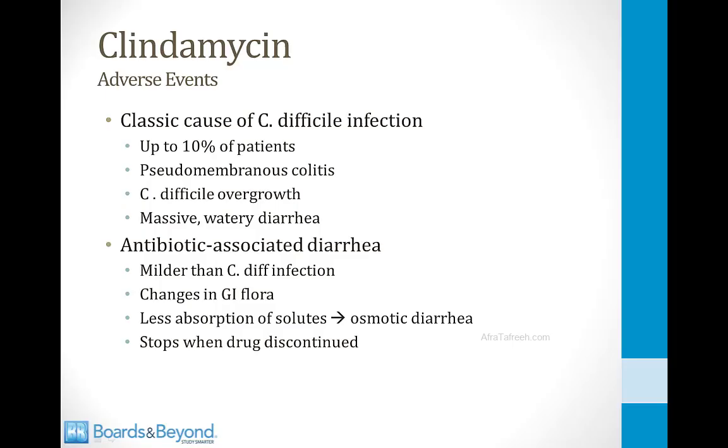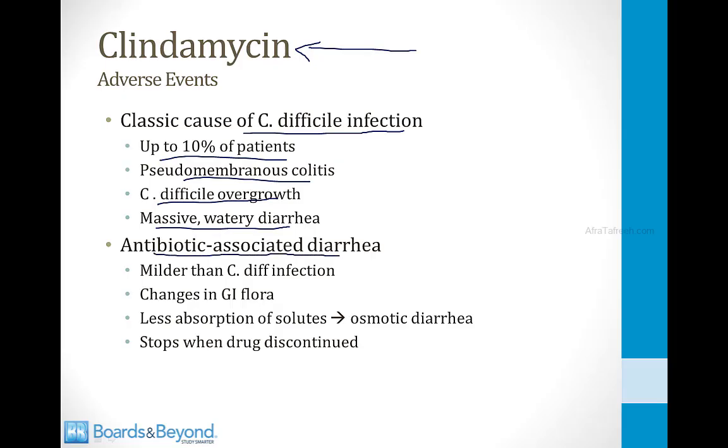The most important side effect of clindamycin to know about is diarrhea. So it is a classic agent to cause C. difficile infection. Up to 10% of patients who take clindamycin get a C. diff infection. C. diff causes pseudomembranous colitis. It's from C. difficile overgrowth in the colon when you change the bacteria in the gut by administering this antibiotic, and it results in massive watery diarrhea in someone who's been placed on clindamycin. It can also cause a milder diarrhea called antibiotic-associated diarrhea. This is milder than C. diff. It results from changes in the GI flora so that there's less absorption of solutes and there's a little bit of osmotic diarrhea, and this will go away when the drug's discontinued.